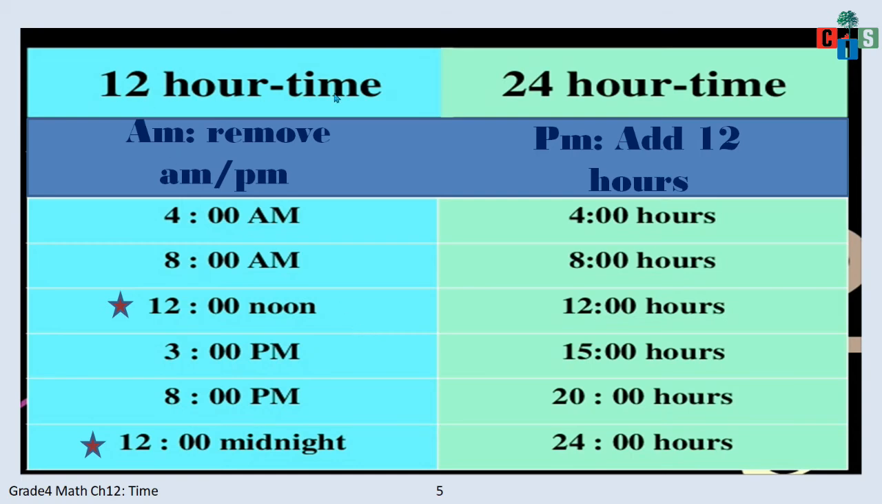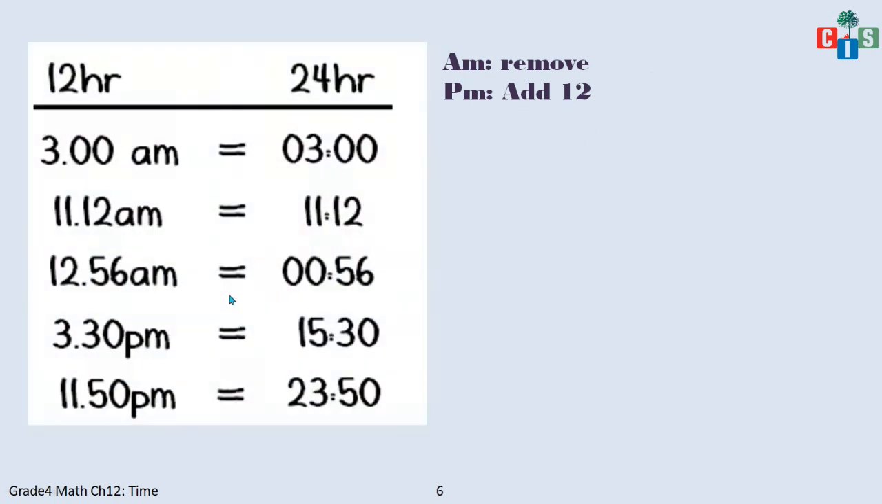So let me repeat again. For 12-hour time you use AM and PM, and for 24-hour time you use hour. Fine. There is no AM and PM for 24-hour time. Okay. Let's move on to the other examples. The thumb rule is for AM you have to remove it, and for PM you have to add 12. Let's have more examples. So this is a 12-hour clock and this is a 24-hour clock.